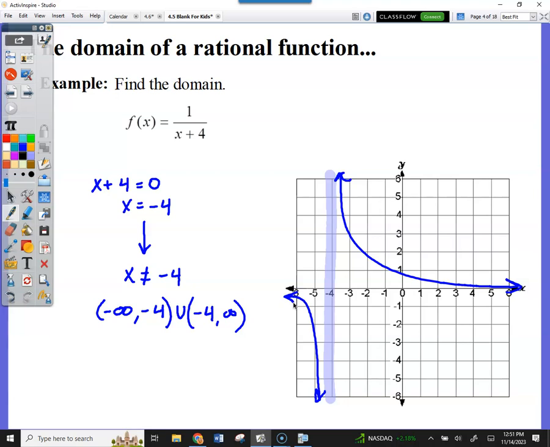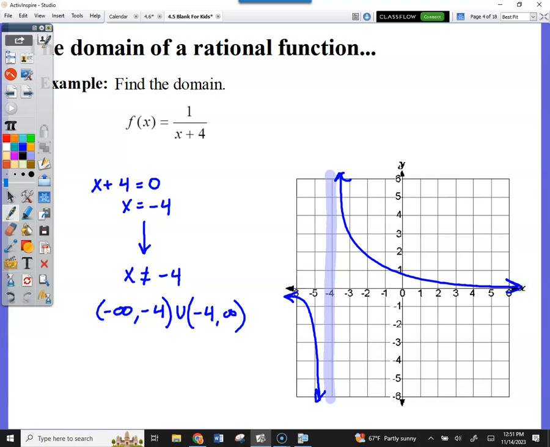Leading into the next topic, remember that very first screen? We said domain, vertical asymptotes, horizontal asymptotes, slant asymptotes, intercepts, and other points. We've now covered the first topic. We've covered domain. Leading into the second topic, vertical asymptotes. When you find the domain, you have found the vertical asymptotes. I'm going to say it again for dramatic effect. When you find the domain, you have also found the vertical asymptotes.